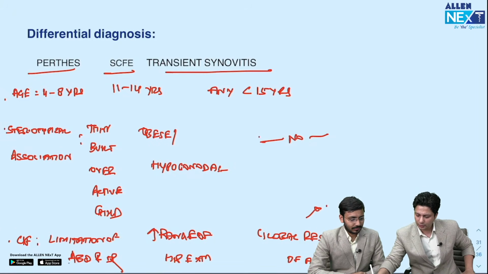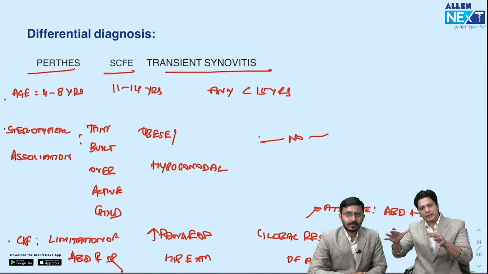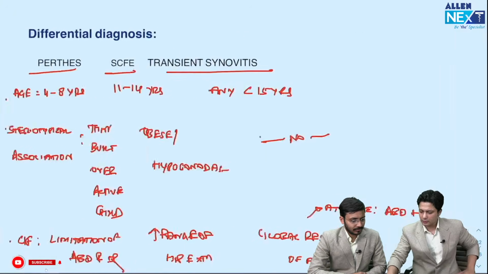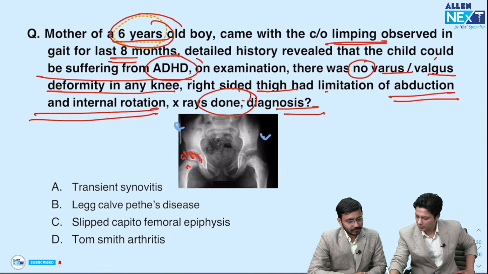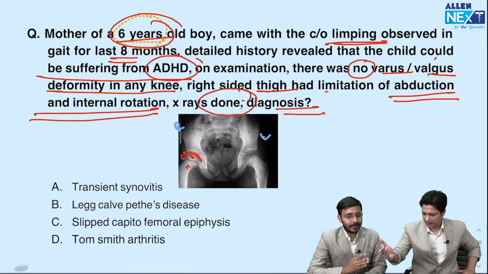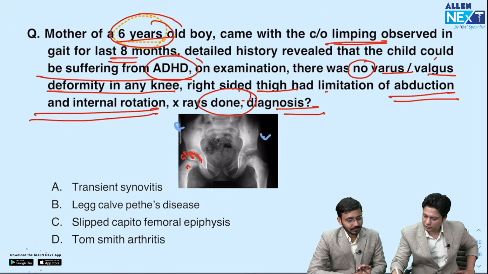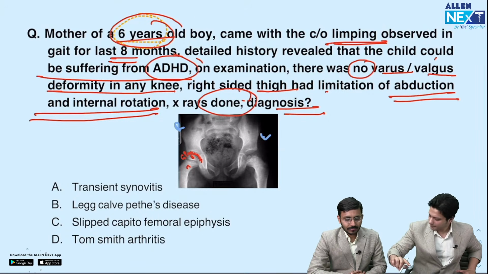This means the attitude with which the limb is going to be kept: in abduction and external rotation. Now, based on these clinical evaluations, if we go back to the question, sir, a 6-year-old is mentioned. So 4 to 8 is the criteria. The child came with a complaint of limping, which is observed by the mother.